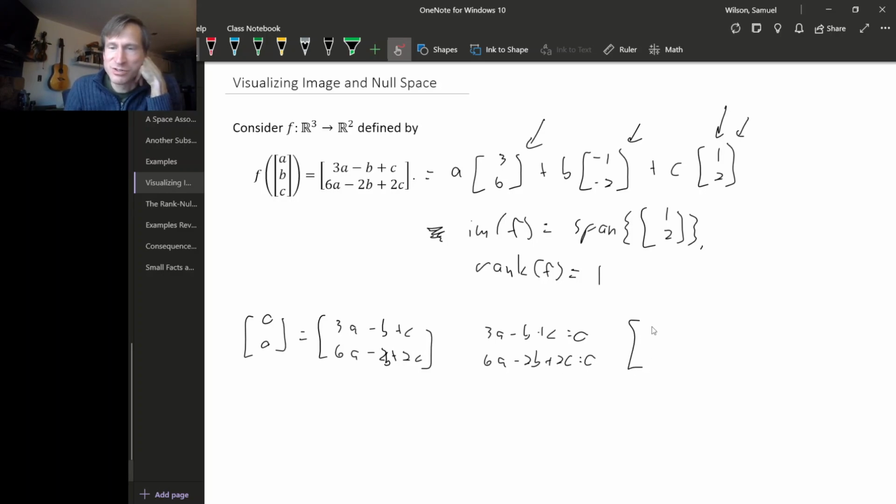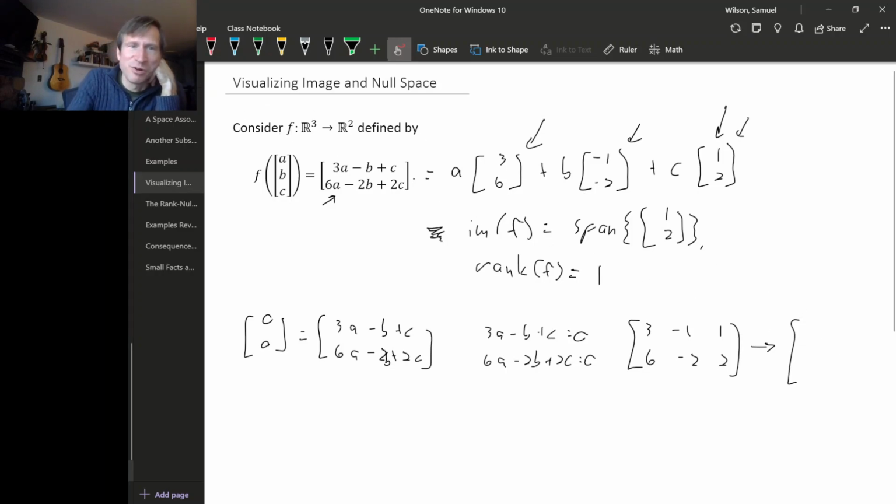We can write down the corresponding coefficient matrix: 3, -1, 1; 6, -2, 2. Of course, you might notice that this coefficient matrix is the same as just those coefficients from before, which is not a coincidence. That's something that we'll get to later. But row reducing this, to get to reduced row echelon form, we need to divide this first row by 3. So 1, -1/3, 1/3, and then zeros.